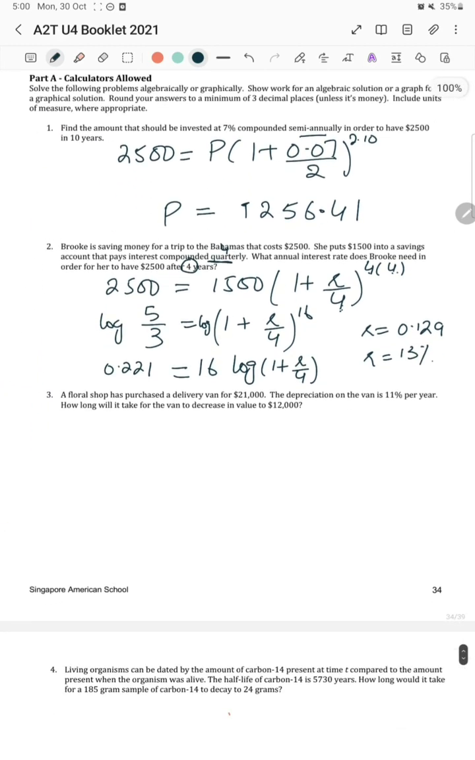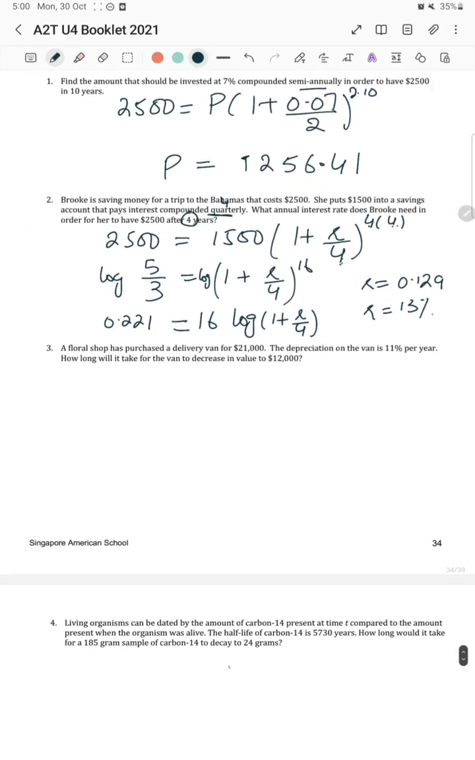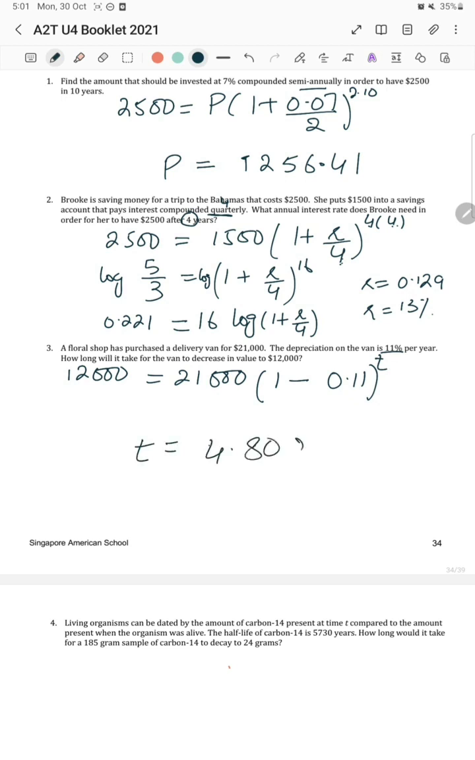A floral shop has purchased a delivery van for 21,000. The depreciation on the van is 11% per year. How long will it take for the van to decrease the value to 12,000? So it's going to be 12,000, which is equal to 21,000 (1 minus 0.11) to the power t. Simply by calculations, we can get the value of t, 4.802 years.